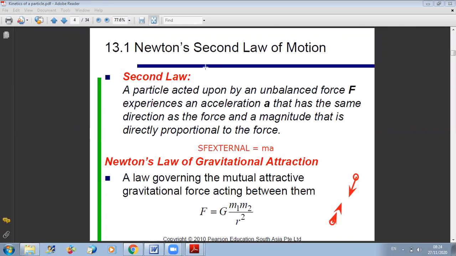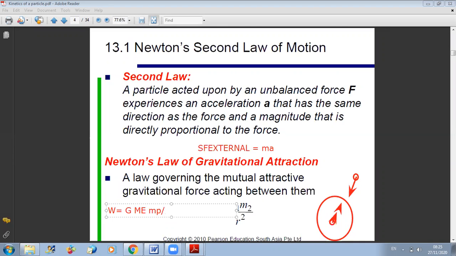For example, if I take the second part to be the earth and apply this formula, I can say that the weight is calculated as G, which is the gravitational constant, big G, times the mass of the Earth times the mass of the particle over the distance between their centers.